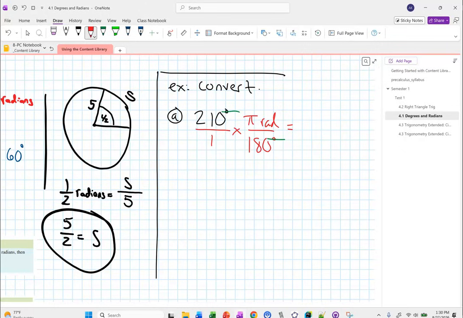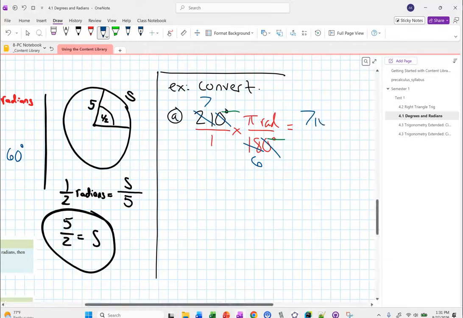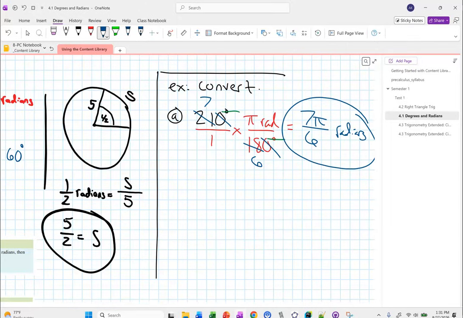If I look at 210 and 180, it should be real easy to see that both of these things have a factor of 10 in there. I can just cross the zeros out. Everybody's okay there? And then if I look at 21 and 18, does anybody notice the common factor between those? 3, okay. So 3 goes into 18, and 3 goes into 21. So if I multiply across, we have 7 pi over 6 radians. Is everybody okay with that?